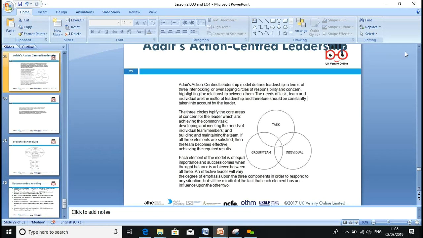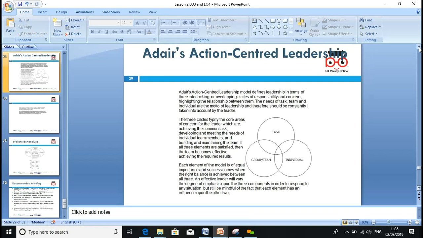Okay, next we're looking at the action-centered leadership model. This leadership model defines leadership in terms of three interlocking or overlapping circles. So we need to look around the task, the individual, and the group or team. If we want to implement the change effectively, these are the interrelated task, group, and individual.